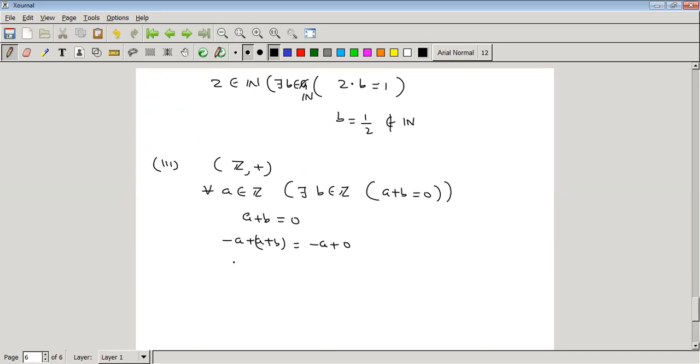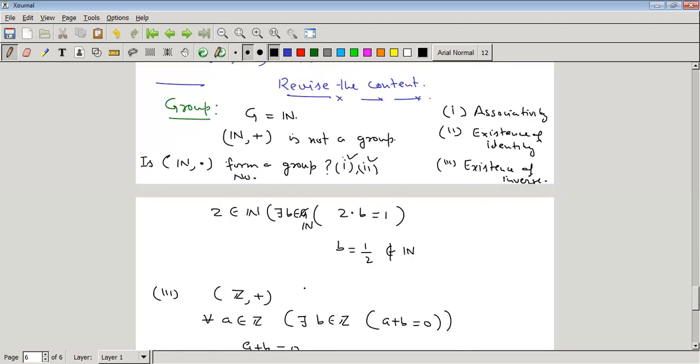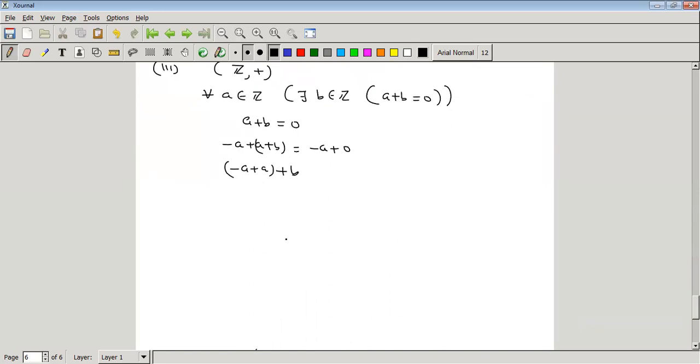plus 0. So by using associativity, we can write this, and 0 is the additive identity. So minus A plus 0 is minus A, and A plus minus A, because minus A is the additive inverse, is 0, plus B equals minus A. So B, 0 is the additive identity, so we can say B equals minus A. So now we can find B. You give me A, then I can find this B. B is minus A, A plus minus A is 0.